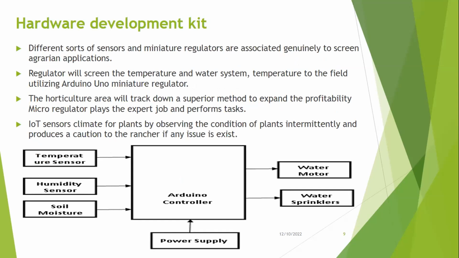Different sorts of sensors and miniature regulators are associated genuinely to monitor irrigation applications. So various sensors are going to be placed in the Arduino, and with that, the water motor is going to be placed, and then we are going to attach water sprinklers. Depending upon the temperature level, humidity level, and soil moisture level, the sprinklers are going to automatically sprinkle the water over the agriculture field.